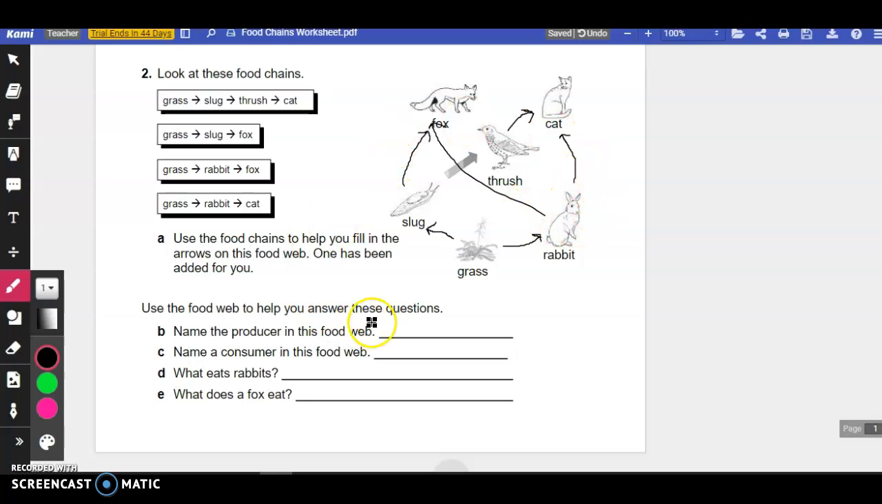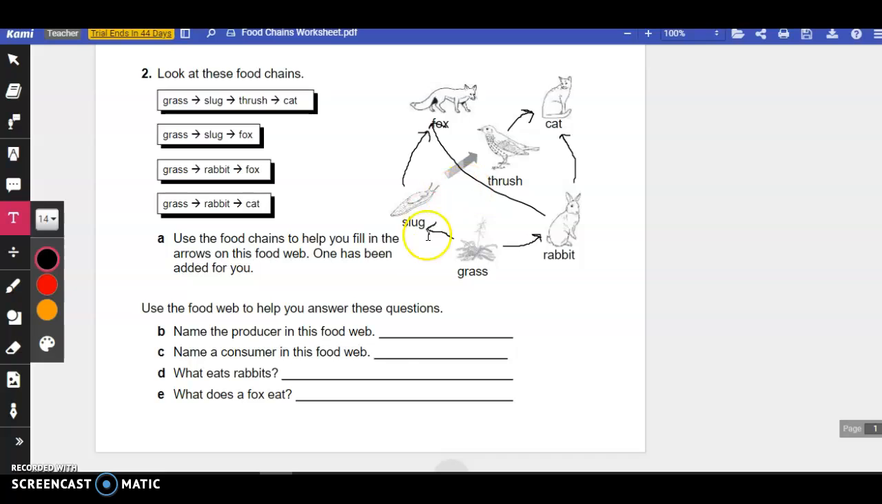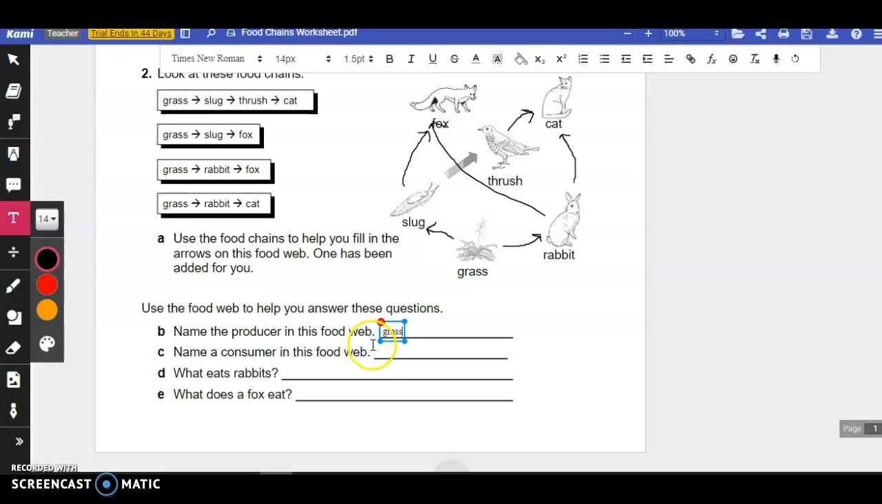It tells us all possible ways in which these organisms can interact with each other when it comes to their survival. Now let's use this food web to answer the rest of these questions, B, C, D, and E. Name the producer in this food web. So in this food web, as we already know, producers are normally plants. In this case, it's going to be grass.